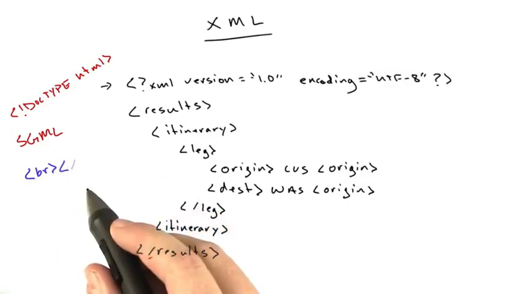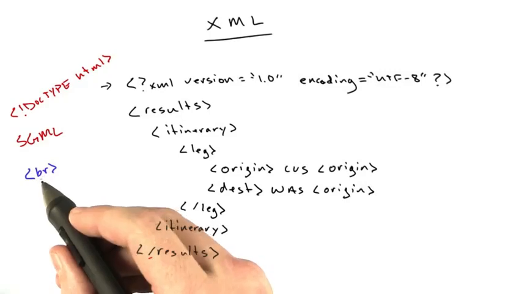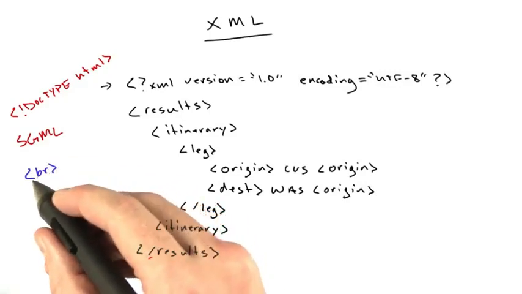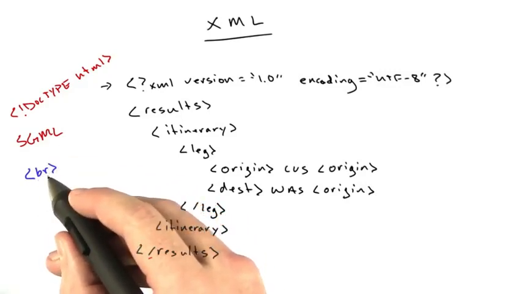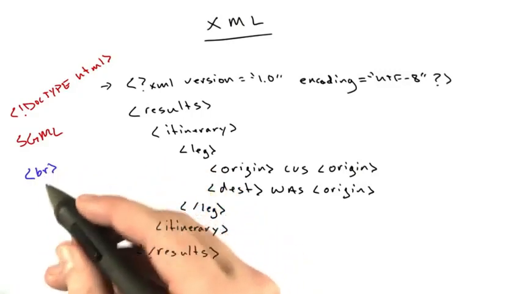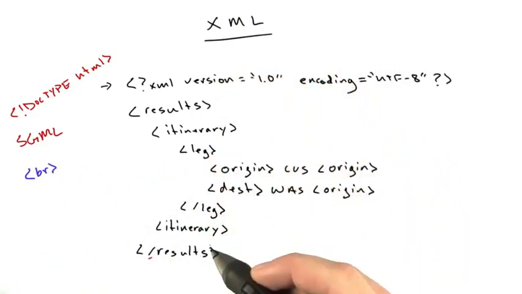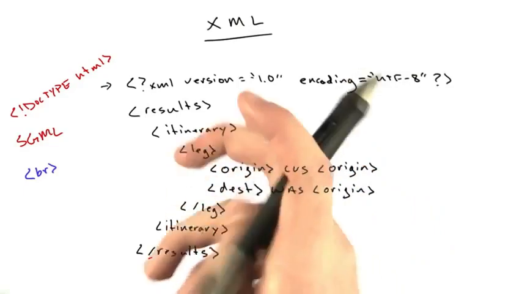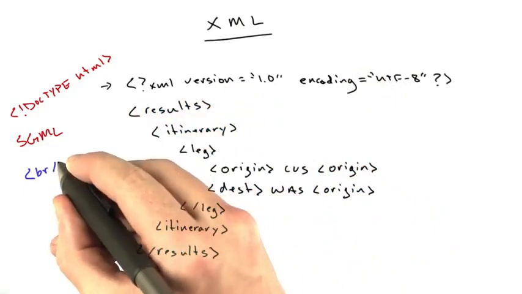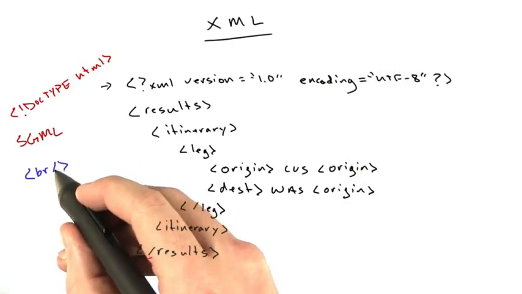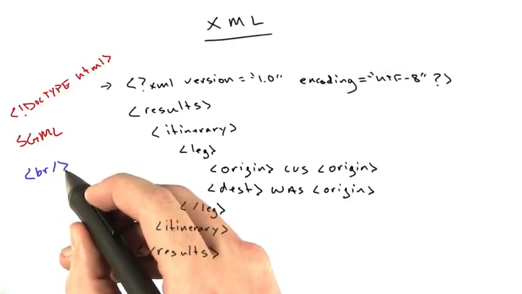That's because HTML doesn't require all tags to close. We have this notion of a void tag. The line break was an example of one of those, and it's just an opening tag. XML has nothing like that. Now, if you want a tag that has no content in XML, you could do something like this. You could include a closing slash before your greater than symbol.